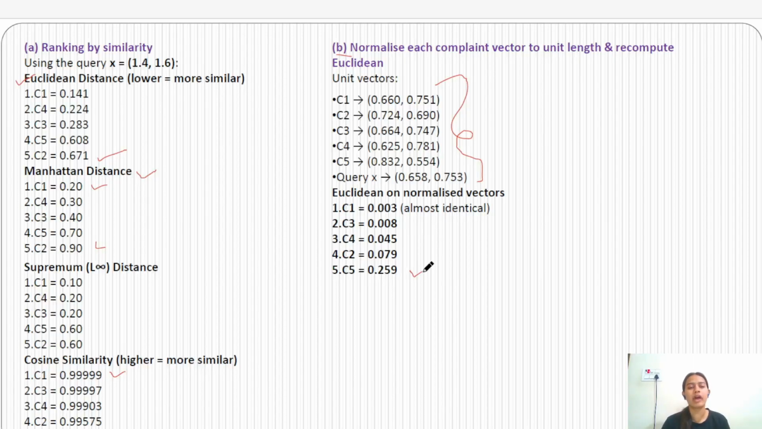So with this, we have completed our solution for part B, and in the next video, we will discuss the solution for part C. So thank you.